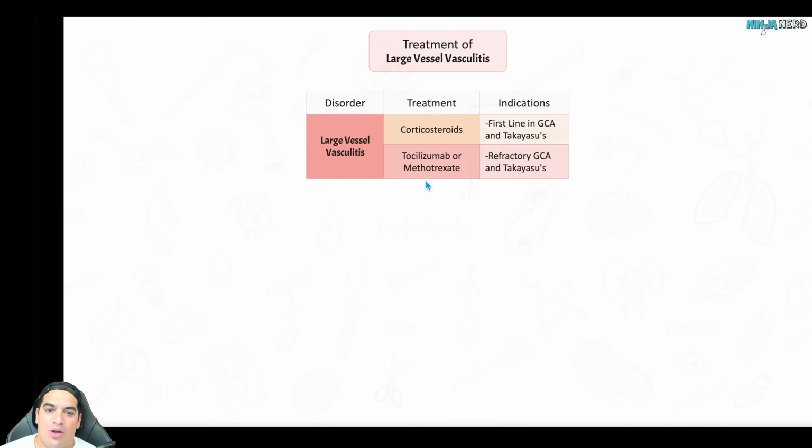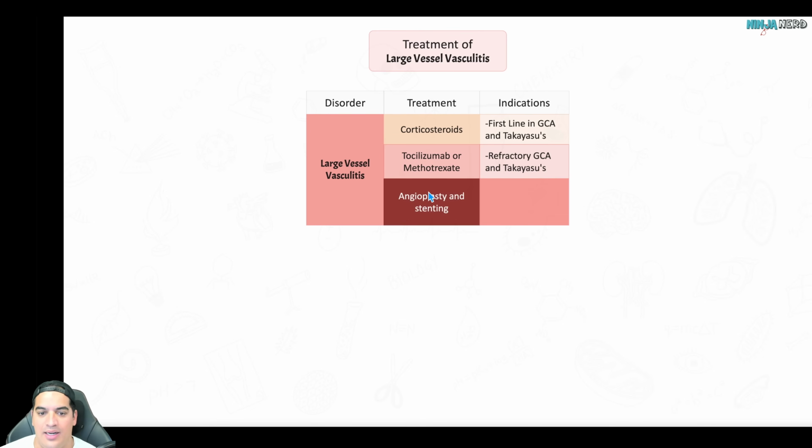The last thing that we could also consider as a treatment in large vessel vasculitides is angioplasty and stenting. We really only would utilize this in severe organ ischemia in patients with Takayasu's. So if they were having like really bad limb ischemia, I would then say, hey, we should go in there, balloon open that vessel, place a stent so that we can maintain good perfusion, and then we can go put them on steroids if we need to.